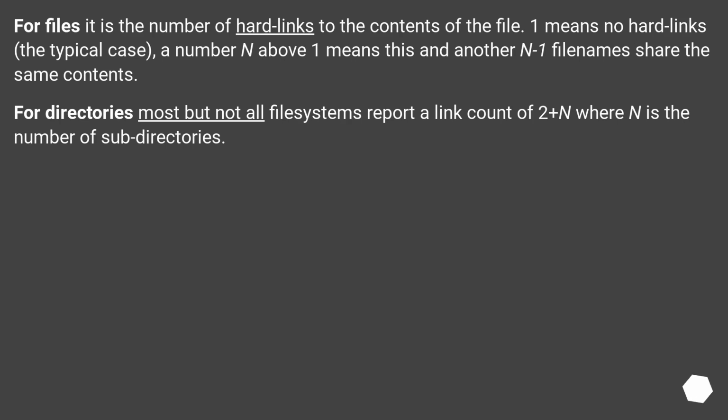For files, it is the number of hard links to the contents of the file. 1 means no hard links, the typical case. A number n above 1 means this, and another n-1 file names share the same contents. For directories, most but not all file systems report a link count of 2 plus n, where n is the number of subdirectories.